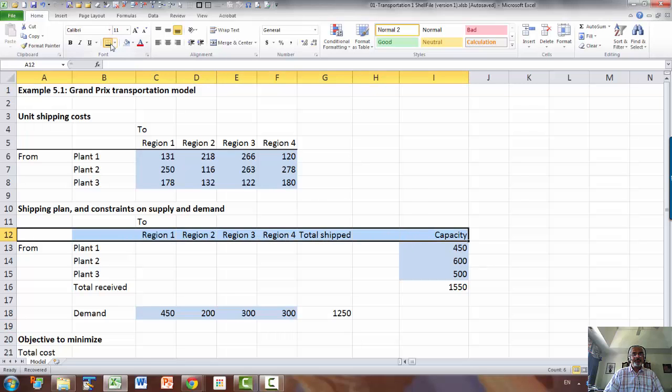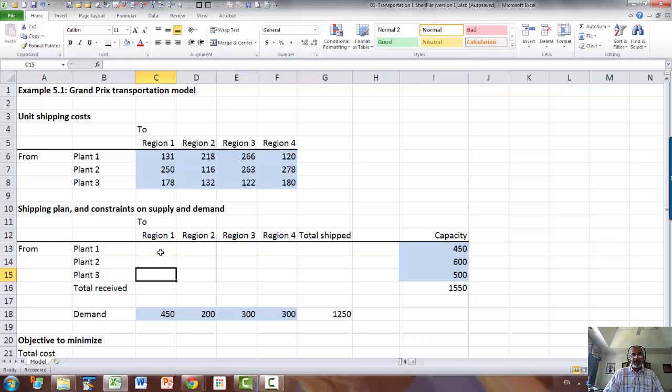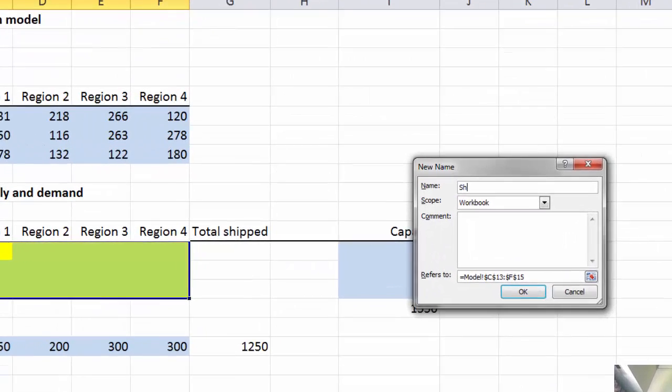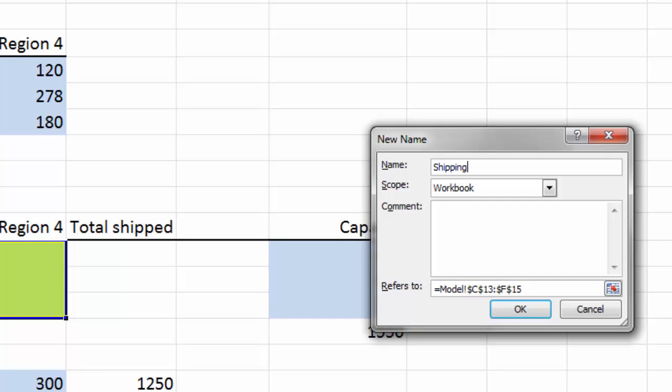So let's put a border line. Now what we need to do is to figure out the quantities from each plant to each region, and that's our changing cell. So let's color code that as changing cell. Now we need to define the name. We'll name it as shipping plan.